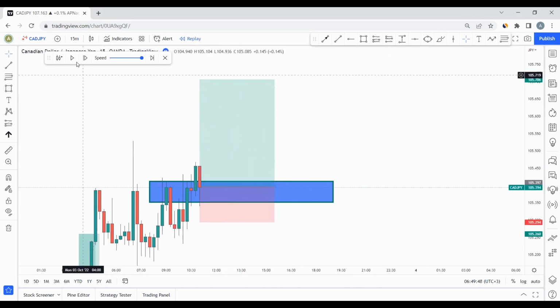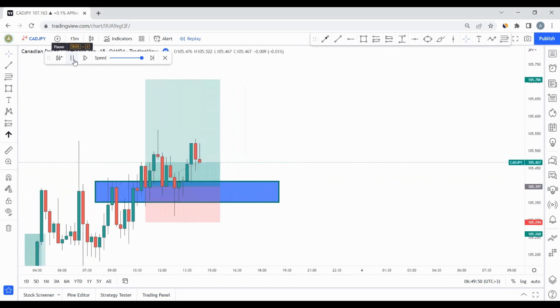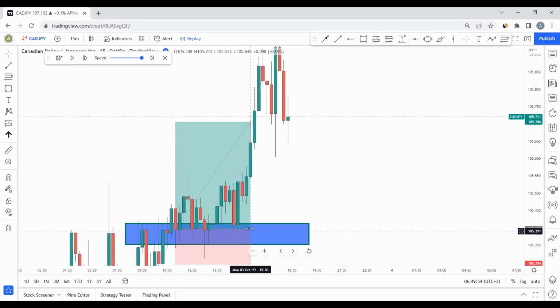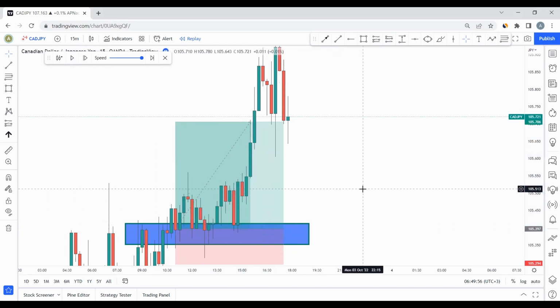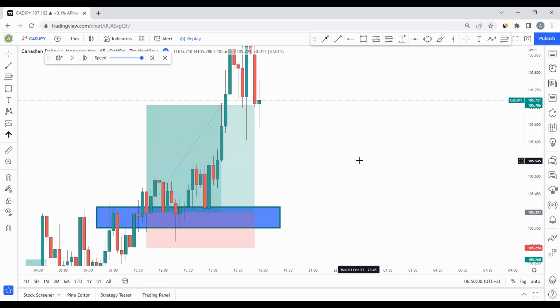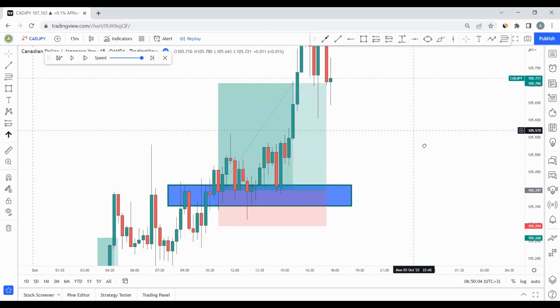So let's play. So this one also we hit our take profit. This is the second trade that is hitting take profit, right? Now you repeat the same process. You do it over and over because it is a scalp or intraday. You can take as many trades as possible.